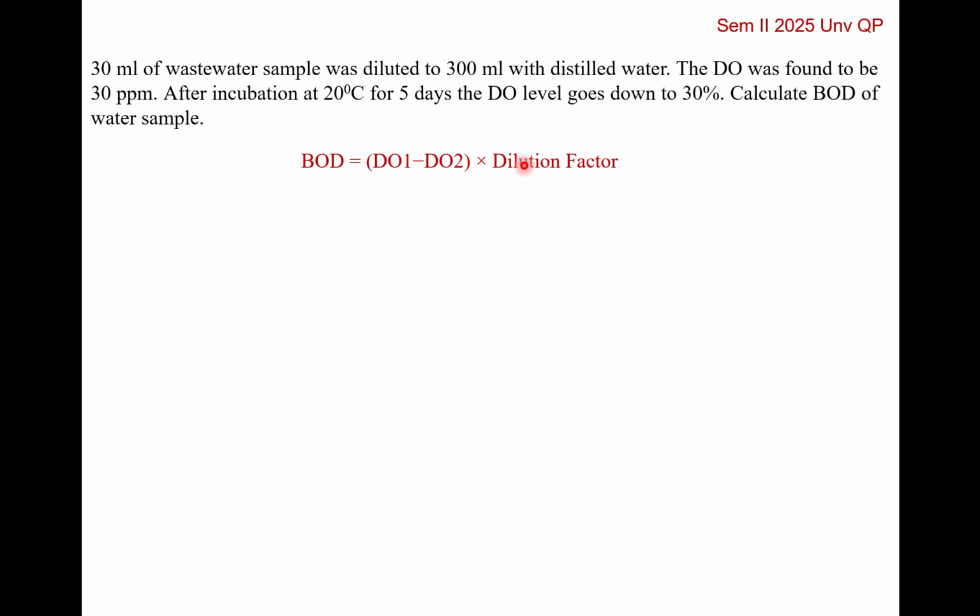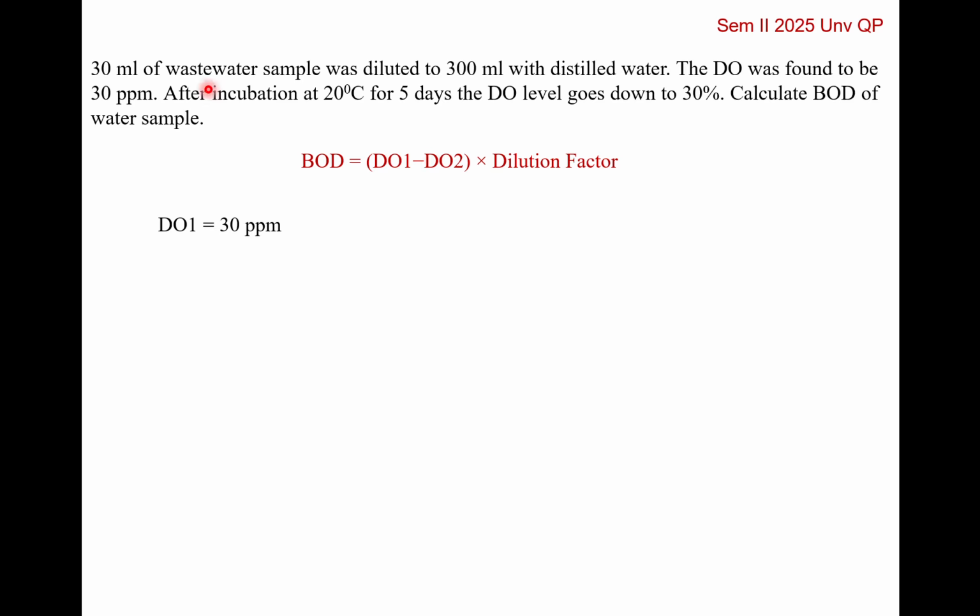DO1, DO2, dilution factor. Is DO1 given? Read the question again. Yes, the DO was found to be 30 ppm. So the initial dissolved oxygen is 30 ppm. Now we have to find DO2.